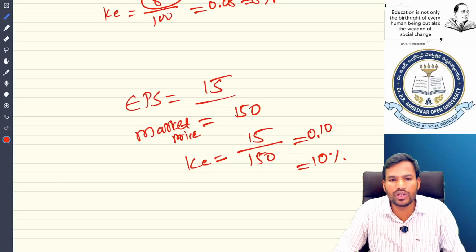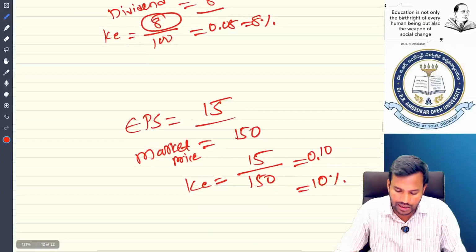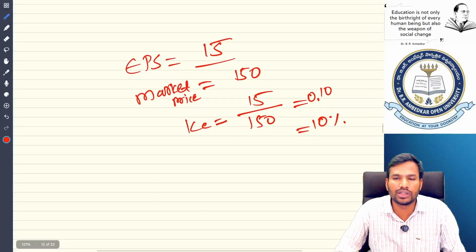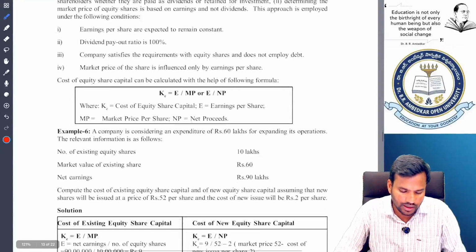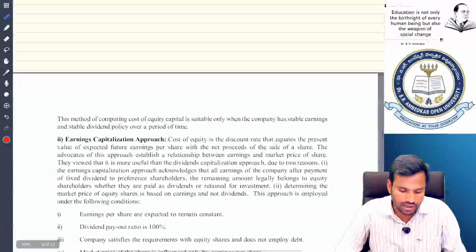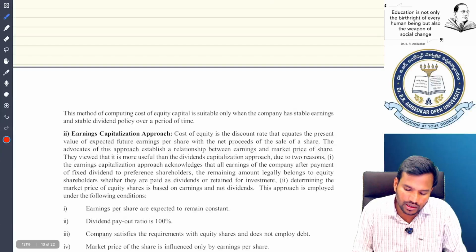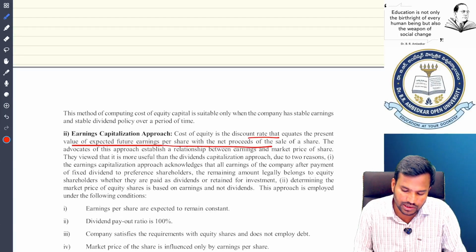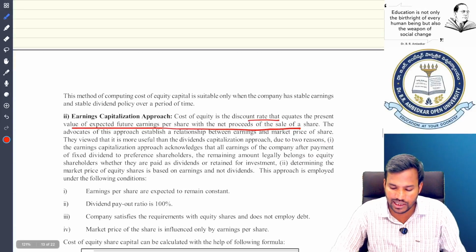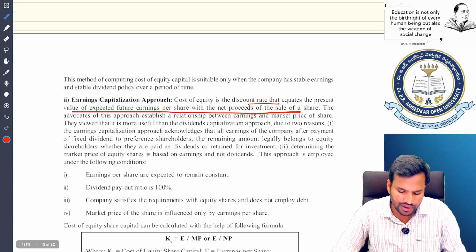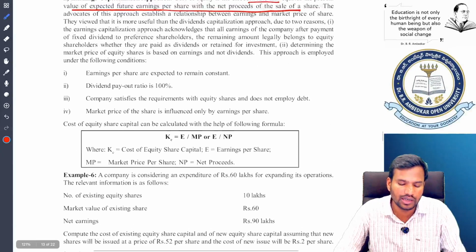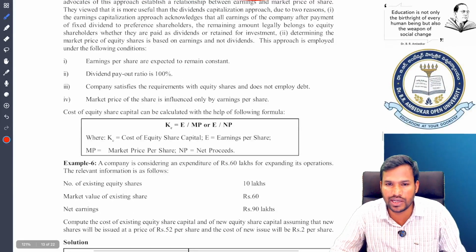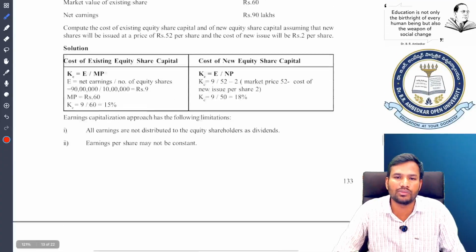Means what we are doing here, we are capitalizing the company earnings. Through that we can calculate the earning capitalization method. Earning capitalization model approach: cost of equity is the discount rate that equates the present value of the expected future earnings per share net proceeds of the sale of the share. In simple format, company earnings we are capitalizing, based on that we are calculating the cost of the equity.